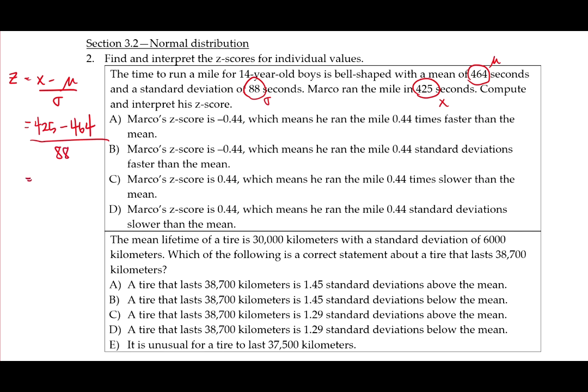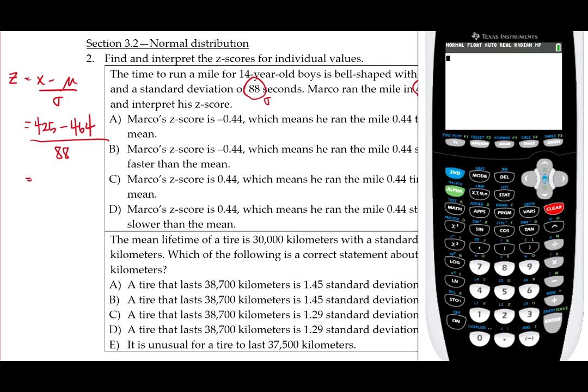We can do this calculation in any calculator. You could do it in GeoGebra as well, but I've got a calculator here. So I'm going to do the numerator, 425 minus 464, and I'm going to hit enter before I do the division. We're going to follow order of operations, and you can think of that numerator as being in parentheses. So I do that first, and then I'm going to divide by the standard deviation, which is 88, and I get a z-score of negative 0.44.